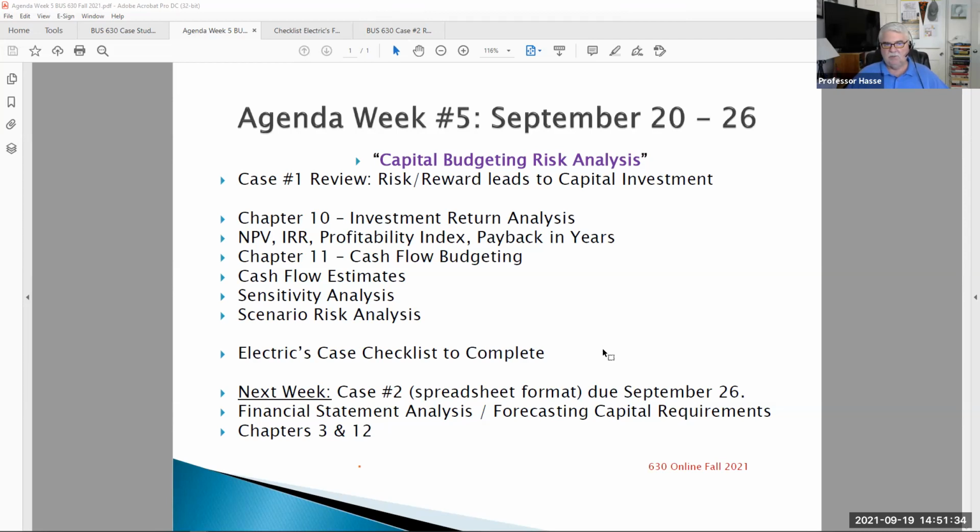Next week, we're going to talk about financial statement analysis and forecasting capital requirements as we conclude this week's capital budgeting, and we're going to be covering chapters 3 and 12.